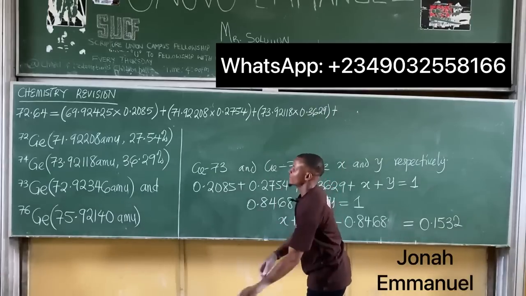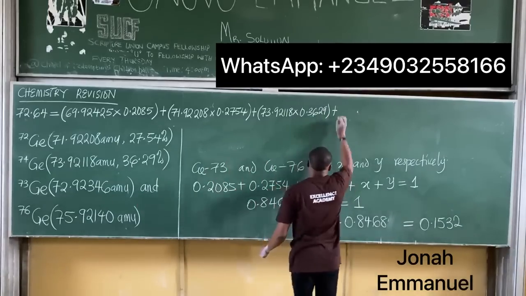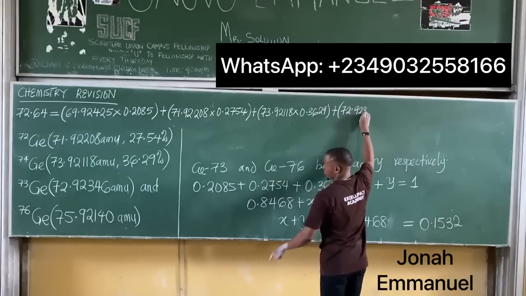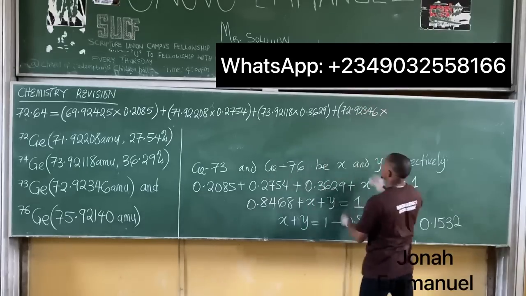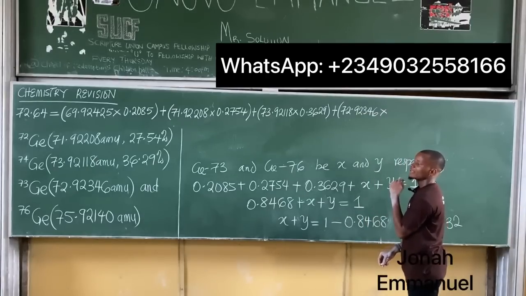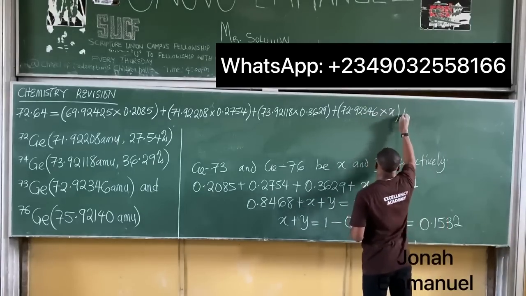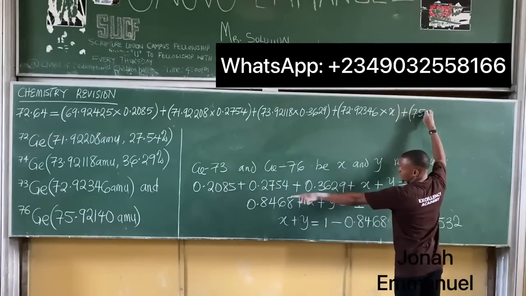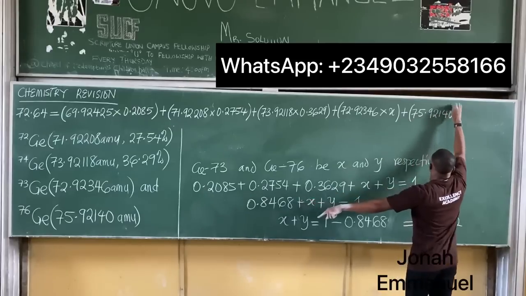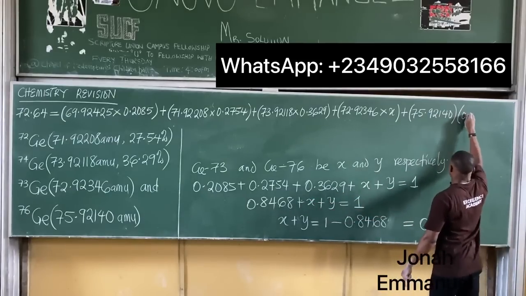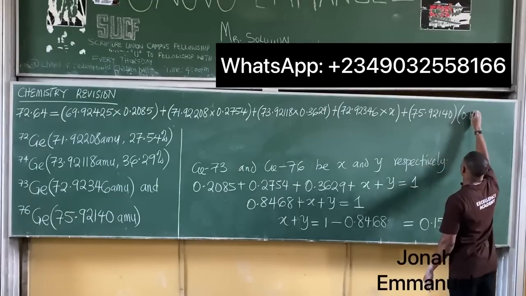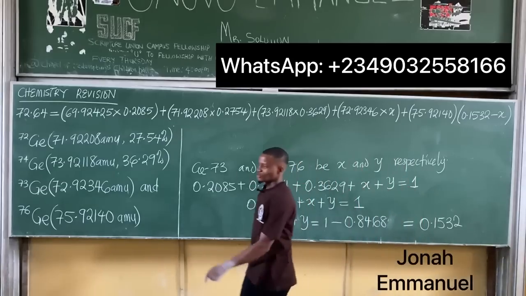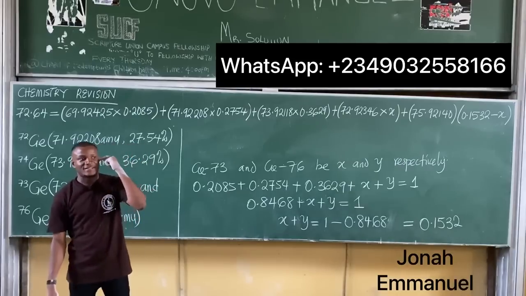Plus, let's now go to the minor isotope. For the minor, we have this one here. How many? 73, times, what was the mass? The percentage abundance? Good, x. Good. Plus, finally, I have what there? Times what there? 0.1532 minus x. Alright, so now you get it. So we have to solve this here, and that will give us our answer.